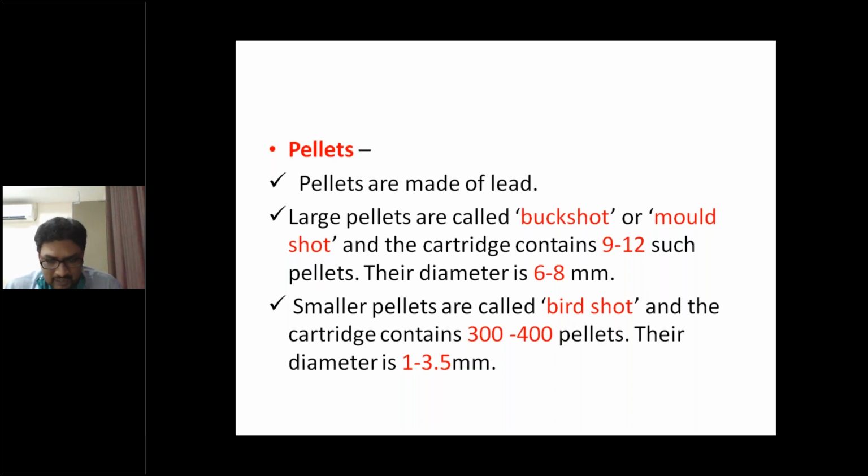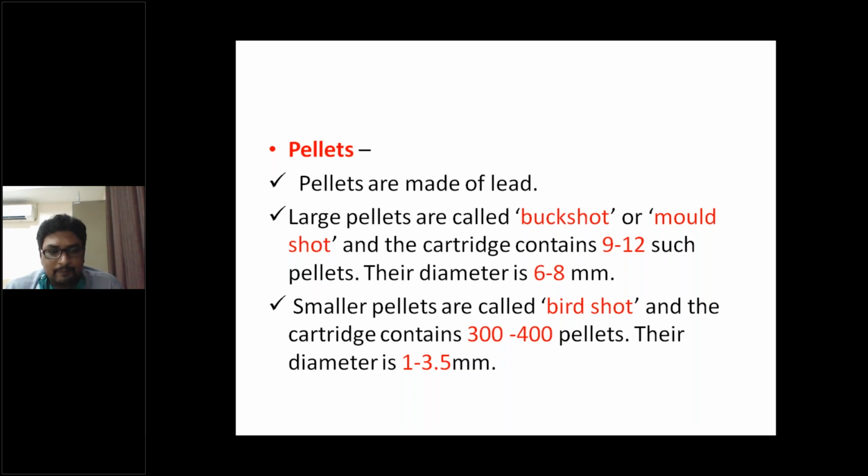Smaller pellets are known as birdshot, and their cartridge contains about 300 to 400 pellets, and their diameter is about 1 to 3.5 mm. So we have pellets which are made up of lead.